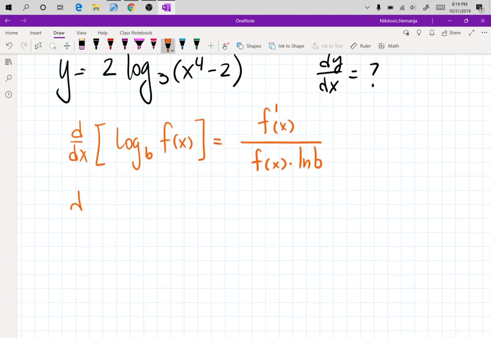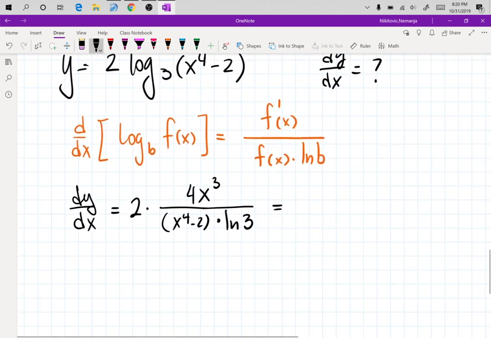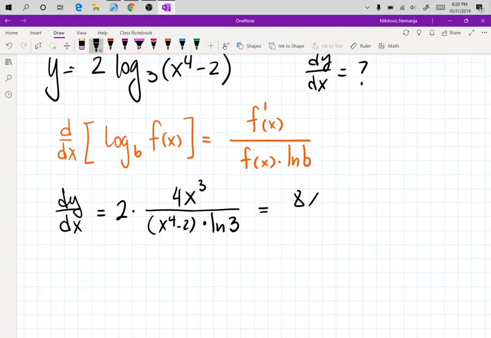So dy/dx, which is x to the 4 minus 2, times ln of the base, which is ln 3, and the derivative of 4x cubed goes on top. You can combine the constants into 8x cubed divided by x to the 4th minus 2 times ln 3.